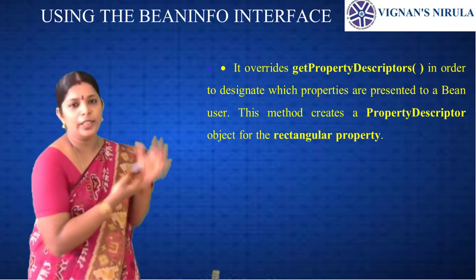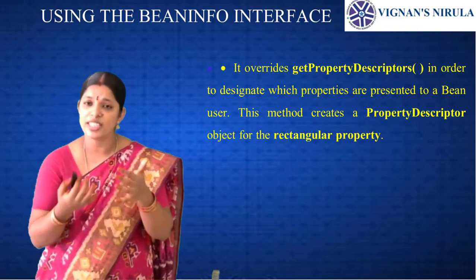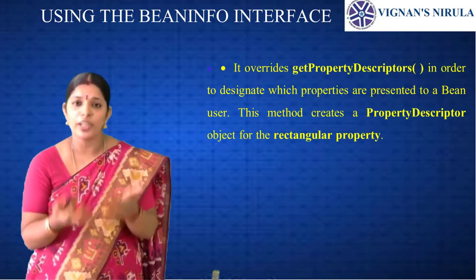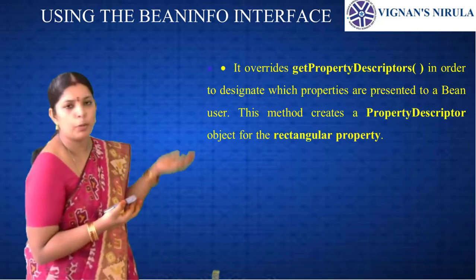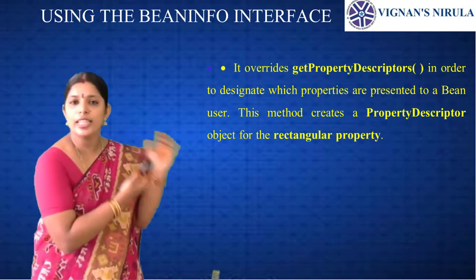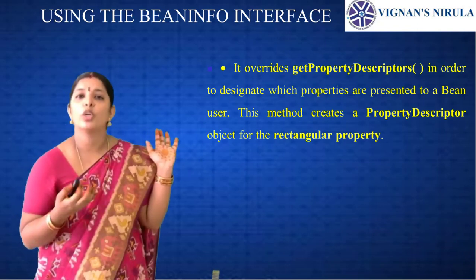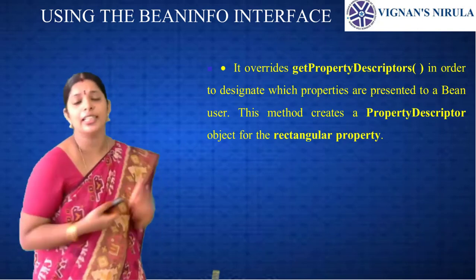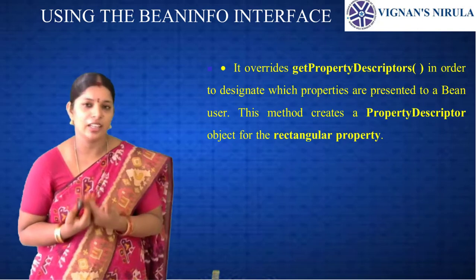So the getPropertyDescriptor. What is the getPropertyDescriptor? It is used to describe what properties we are giving for that bean. That is done by the getPropertyDescriptor. This overrides the getPropertyDescriptor in order to designate the properties present in the bean user, and this method creates a property descriptor object for the rectangular property.